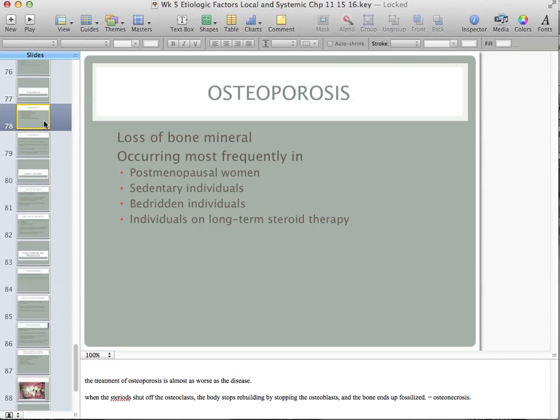The treatment of osteoporosis is almost as bad as the disease. Why? Well, for osteoporosis, you have to take certain medication that over a long period of time can damage the bone. So when the steroids, you usually take steroids, when the steroids shut off the osteoclasts, the body stops rebuilding by stopping making osteoblasts. Therefore, the bones end up fossilized, and it's called osteonecrosis.